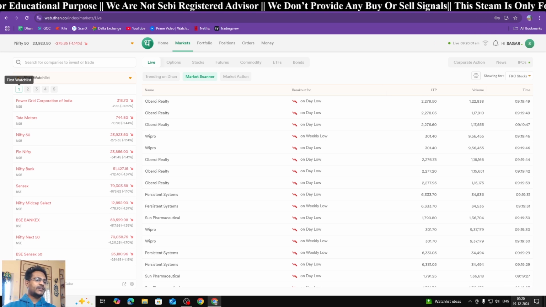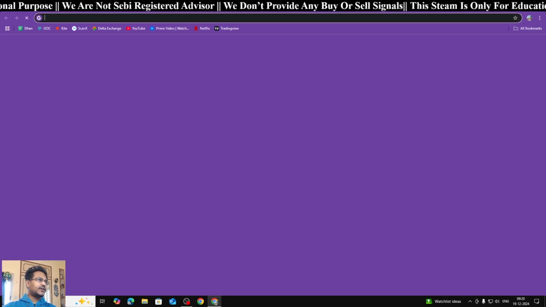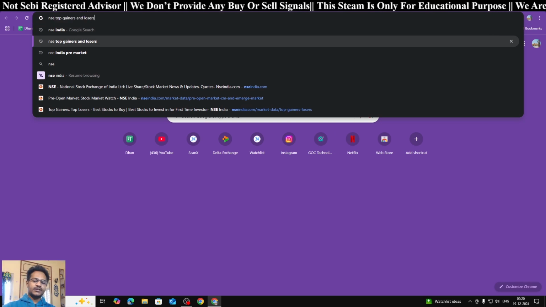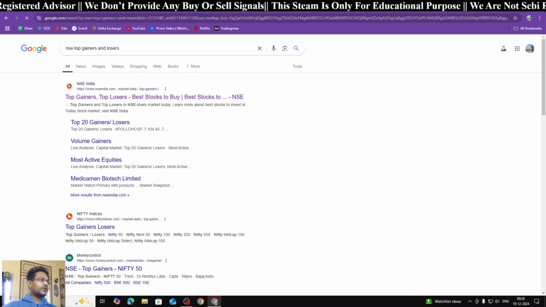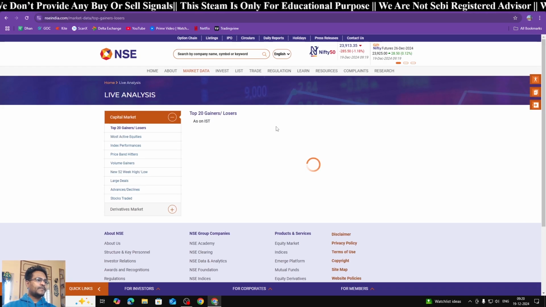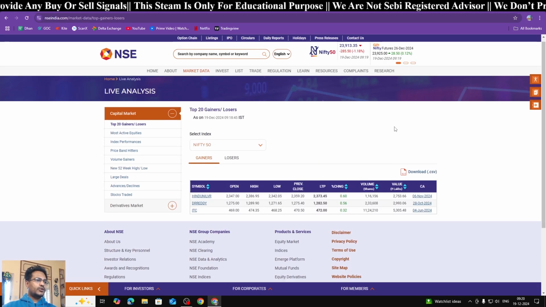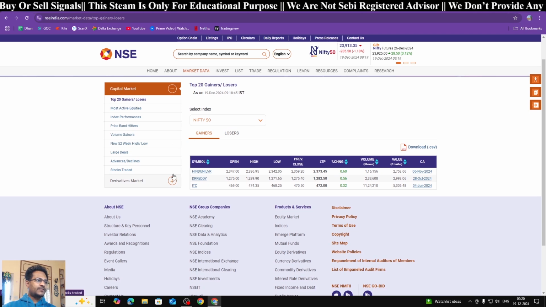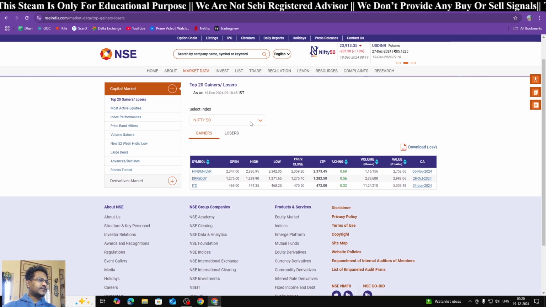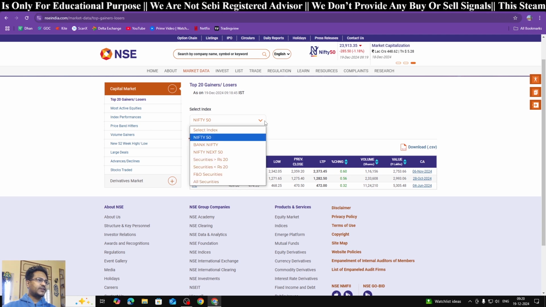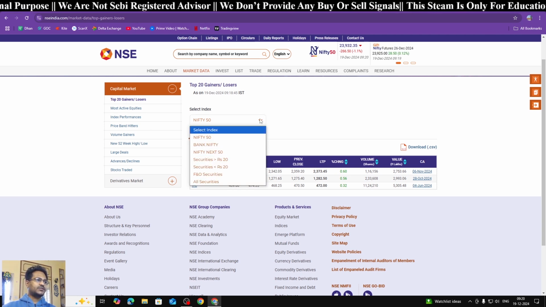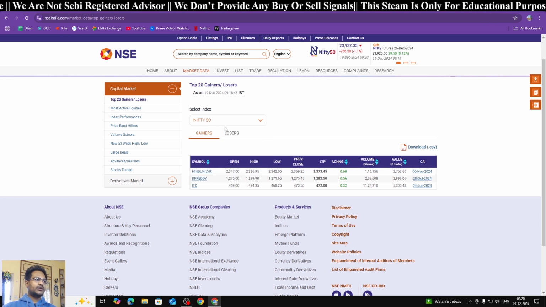So exactly around 9:20, get into the NSE website and search for top gainers and top losers. Once you open this website, you have a list of stocks out here. You can select whichever stocks you want, either Nifty 50, Bank Nifty, FNO stocks, or all securities, whichever you like. I'm going with Nifty 50.